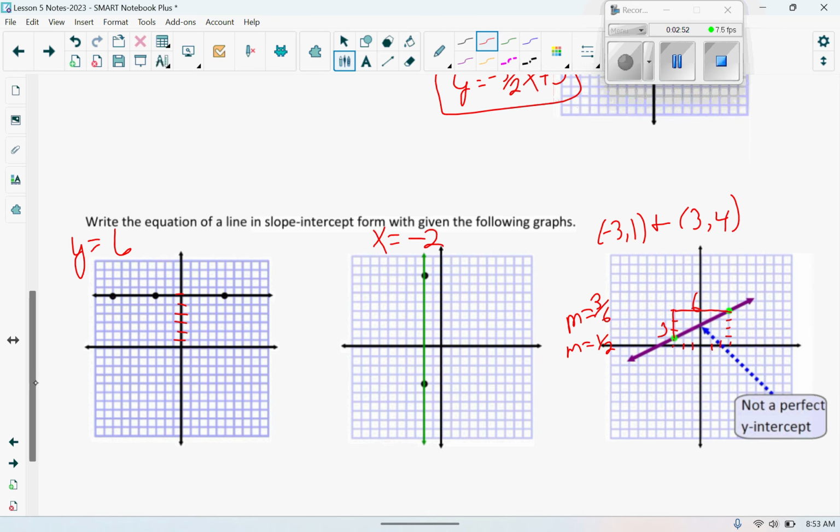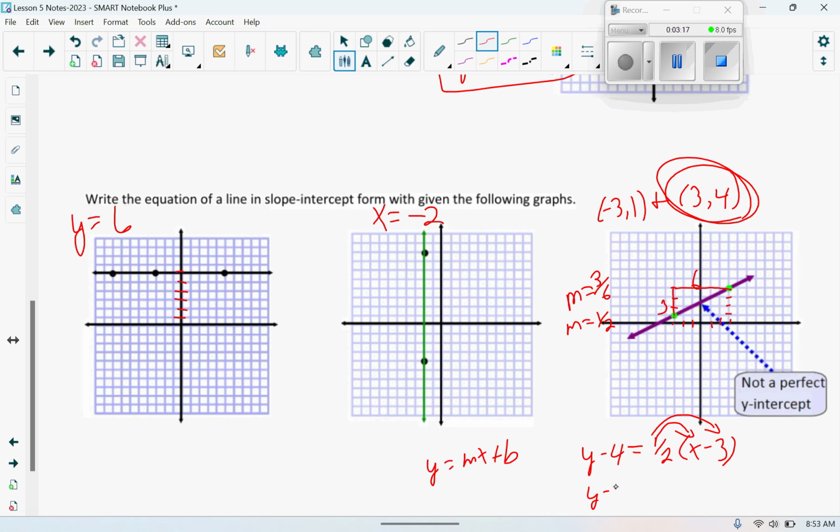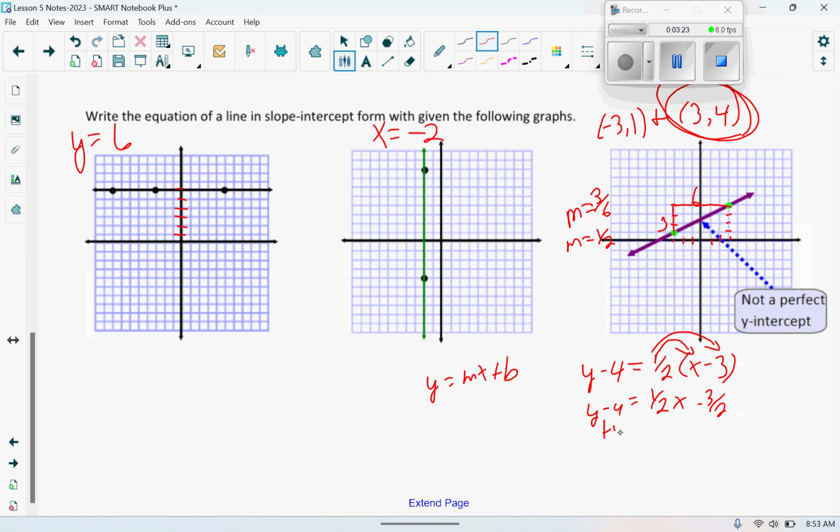So from here, I'm going to put this in point slope form. Again, it does not matter which point you use. I'm just going to use that one. I'm going to say y minus 4 is equal to 1/2 (x minus 3). And then what we're going to do is solve for y, and put it in the y equals mx plus b form. So how I'm going to do that is I'm just going to distribute that 1/2. And then I'm just going to add that 4 over.